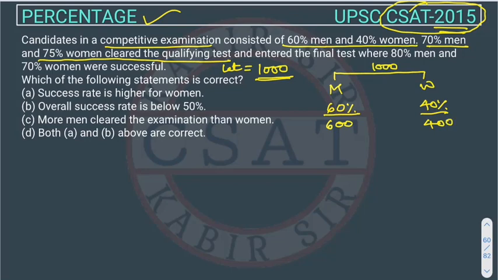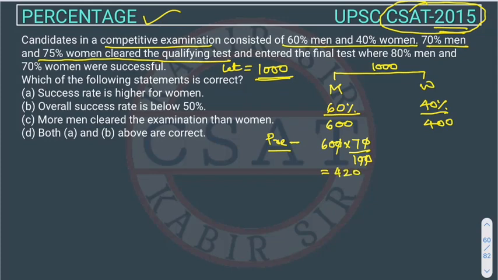70% men and 75% women cleared the qualifying test. So there is a qualifying test, right? Like the prelims. So how many men cleared the UPSC prelims? 70%. So it will be 70% of 600, right? This 0 will cancel this 0. So 420.